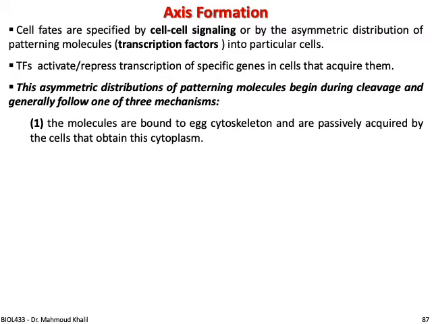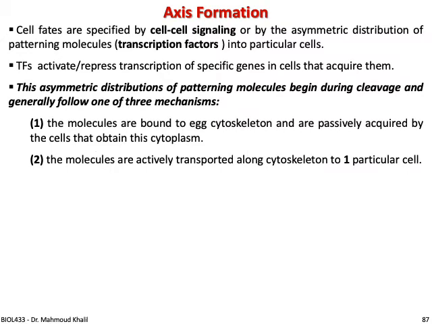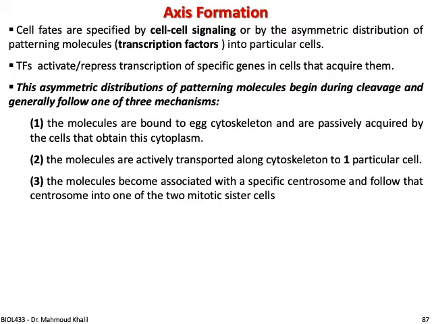First, the molecules are bound to the egg cytoskeleton and are passively acquired by the cell that obtains that cytoplasm. Second, the molecules are actively transported along the cytoskeleton to each particular cell. Third, the molecules become associated with a specific centrosome and follow that centrosome into the two mitotic sister cells.